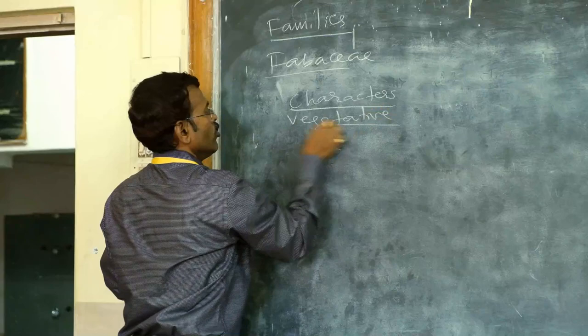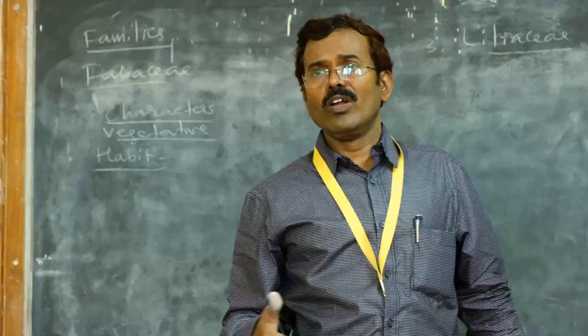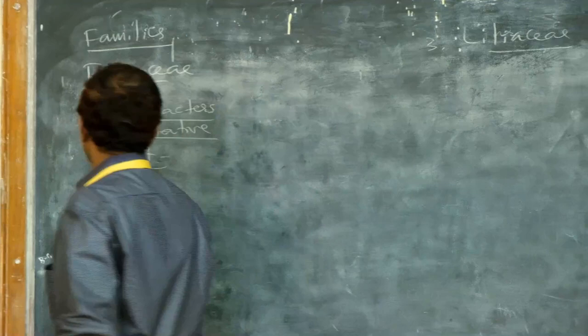When you take the vegetative characters, first is the habit. The plants are herbs, then shrubs, then we have trees, a few large trees are there, and some are climbers.